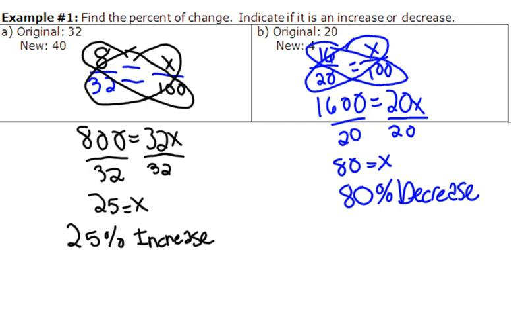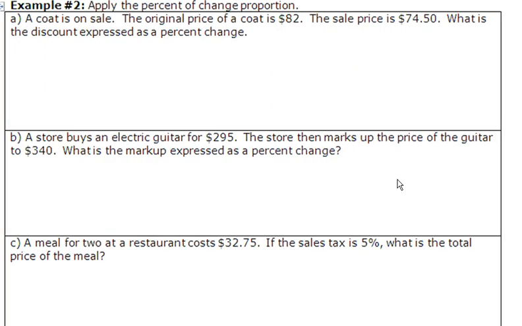So that's percent of change. Let's look at some word problems. This one says a coat is on sale. The original price of the coat is $82. The sale price is $74.50. What is the discount expressed as a percent change? So we're using our percent change proportion. I'm looking for the percent, so that's my unknown. I have x over 100.